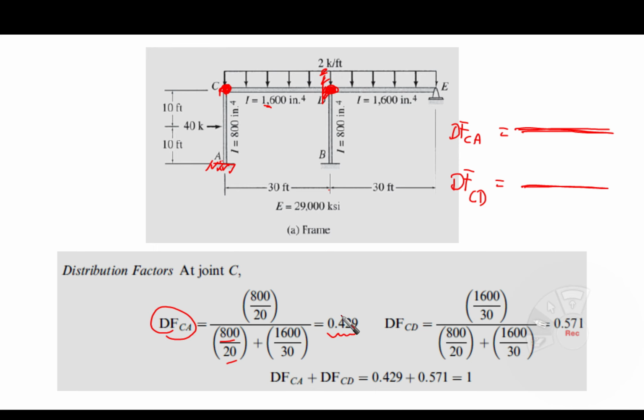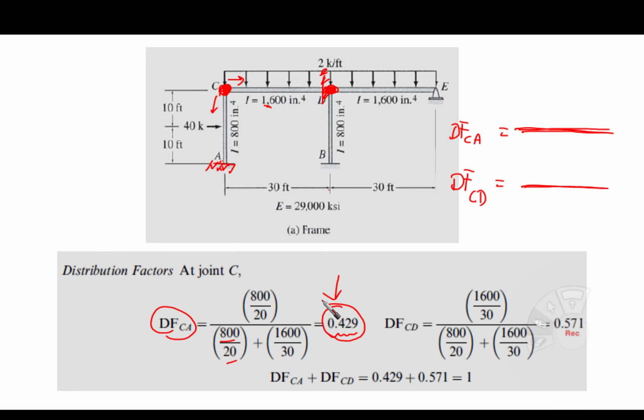What is the meaning of 0.429? It means that whenever there is any moment developed at this point C, 42.9% of this moment is going to be carried by this member, which is CA, and the remaining, which is 57.1%, is going to be carried by this branch. Okay, that's the meaning here.